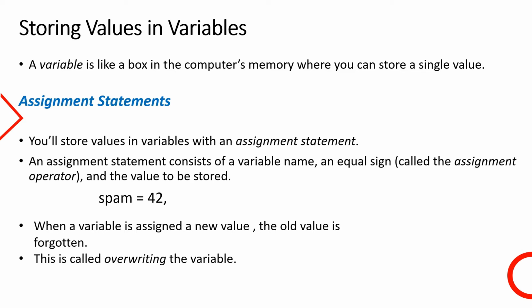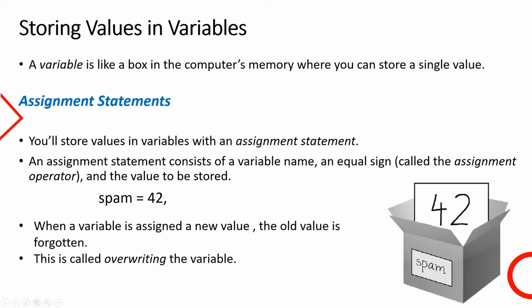Remember that in Python you need not have any data type here, like int spam, or character spam, or string spam, whatever it is. The data type should not be mentioned before the variable name. If you just write spam is equal to 42, it means you are storing 42 into spam. It is like a box.